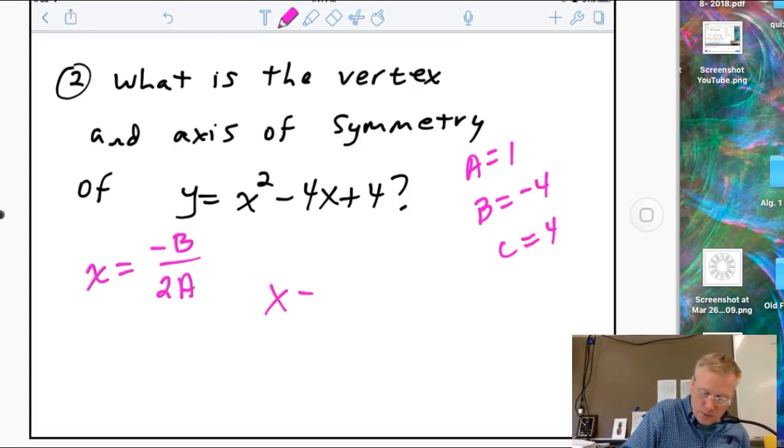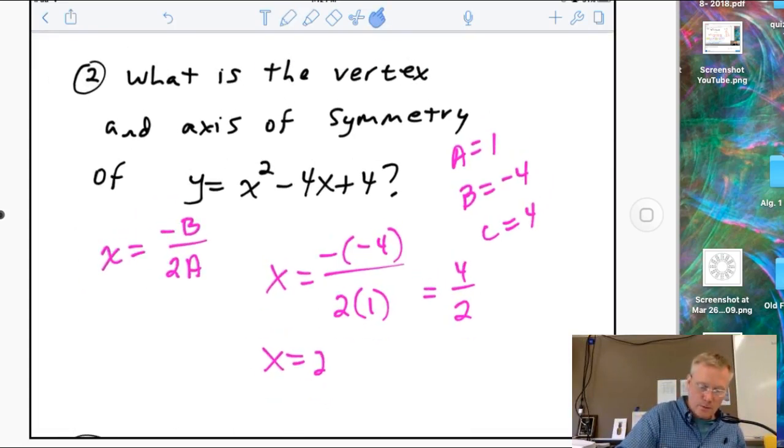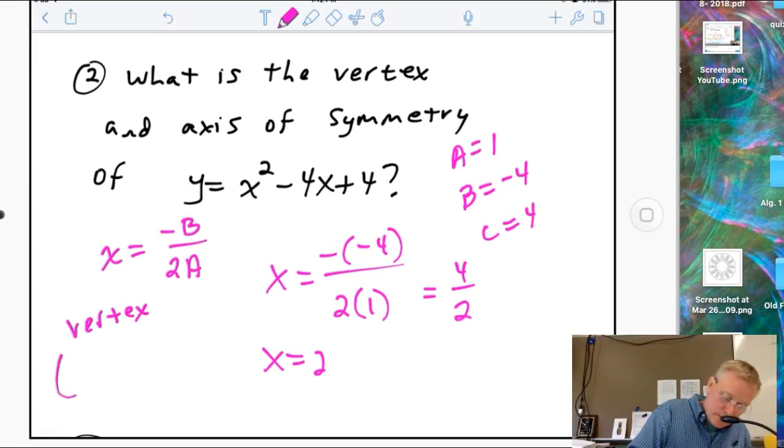So x equals negative b will be negative negative 4 over 2 times a is 1, which gives me positive 4 over 2, so x is 2. Now remember, this is the vertex they want, which means that's the x-coordinate, and I also need the y, okay? This, however, is the axis of symmetry.